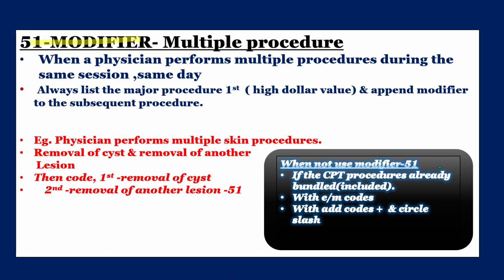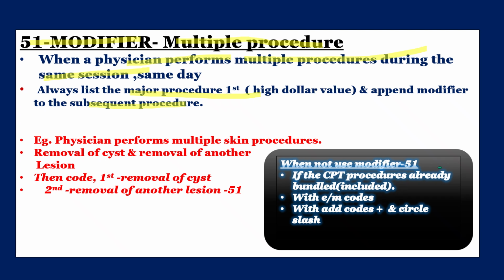51 modifier, multiple procedures. When the physician performs multiple procedures during the same session, same day, in that case we should append 51 modifier. Always list the major procedure first, the high dollar value, and append the modifier to the subsequent procedure, that is the low dollar value. So always assign the modifier to the low dollar value, the last code we assign.